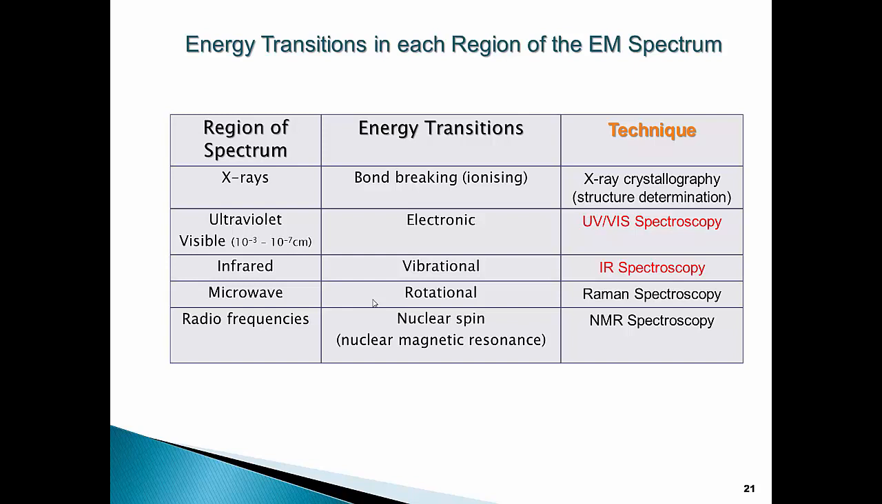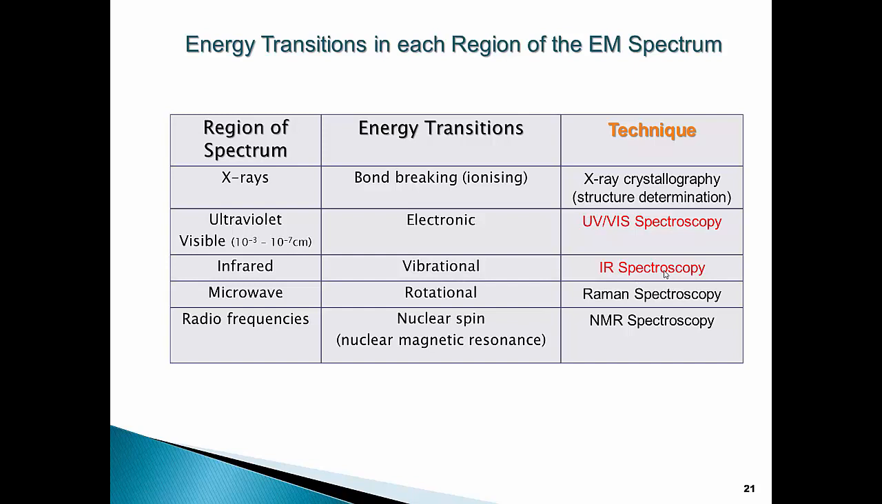Okay, so let's have a look at our regions and our techniques. So X-rays, we pretty much all know what X-rays do. So it's good for structural determination and crystallography. We've got our UV, so invisible region, and this is our UV-vis spectrometry that we use in this, and this is electronic. Okay, so this is ionizing energy, this is electronic energy, so promotion of those electrons to a higher orbital.